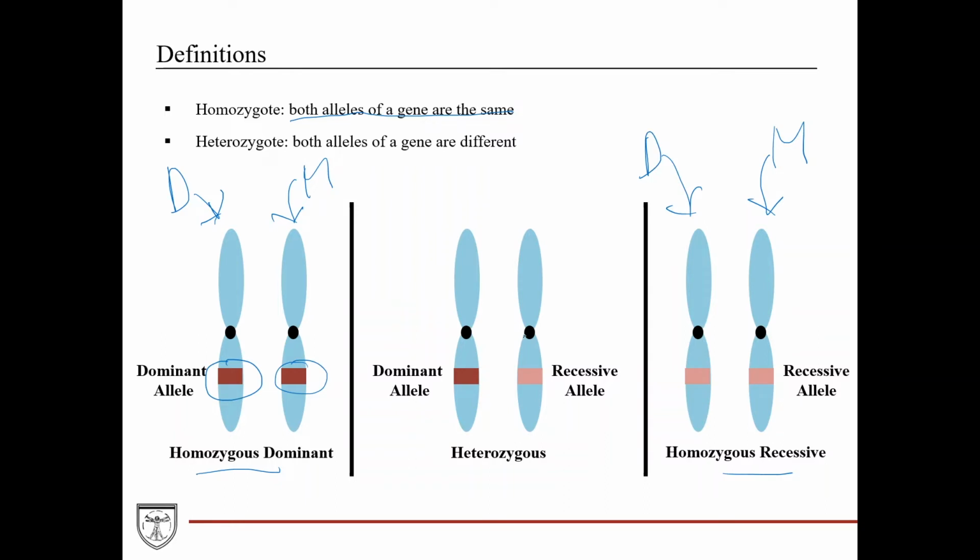Now heterozygous is where both alleles are different. So for example, you can have your dad give you the dominant allele, and then from your mother, you can inherit the recessive allele. So you have 1 copy of each, of the dominant allele and the recessive allele, and this is what's called heterozygous. Now obviously the reverse of this can happen. You can inherit the dominant allele from your mother, and you can inherit the recessive allele from your father.